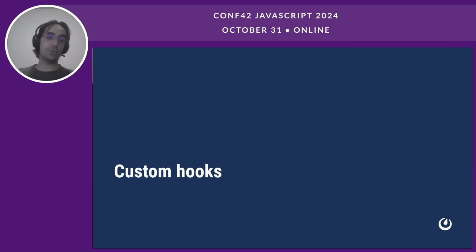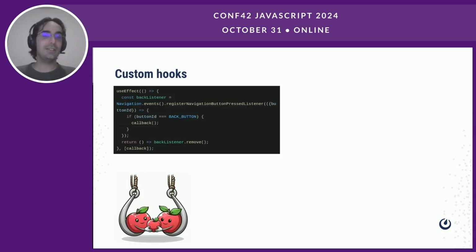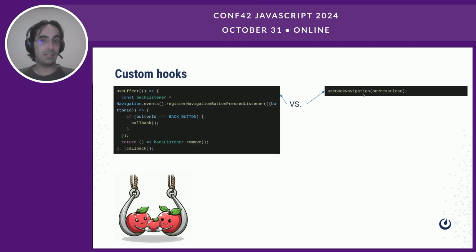And finally, the custom hooks. We are nearing the end, so let's stay a bit more. Custom hooks are just hooks that you can create yourself. For example, take this code where we create a navigation button press listener to receive a button ID, and I'm checking if the button ID is the back button. In that case, I call the callback and then remove that listener. This depends on the callback. Okay, that is a lot of code to say use back navigation.